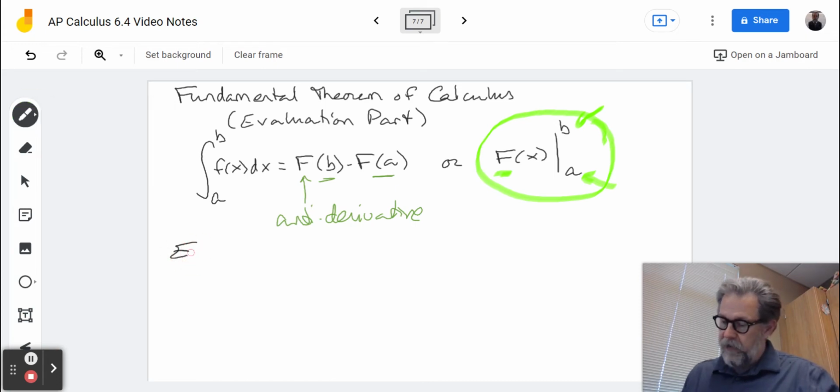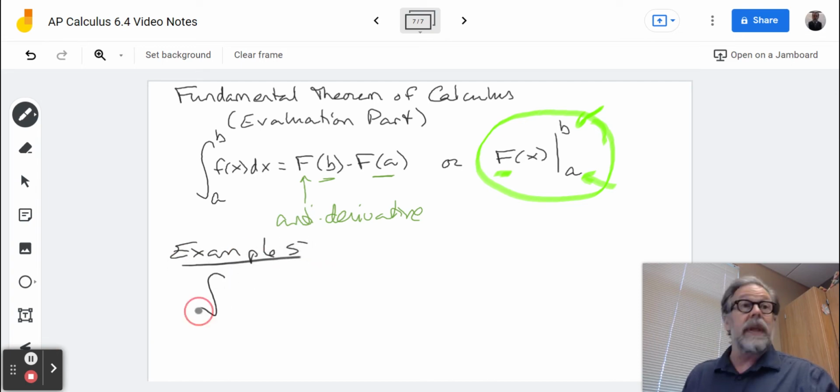So let's go ahead and take a look at a quick example here. This will be example 5 in this chapter. And we've got the integral from -1 to 3 of x cubed plus 1 dx.